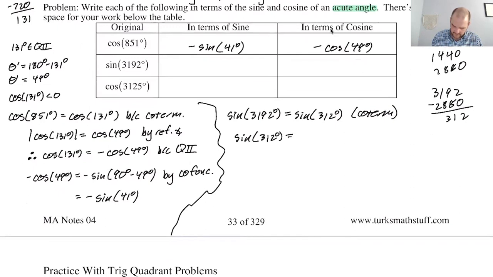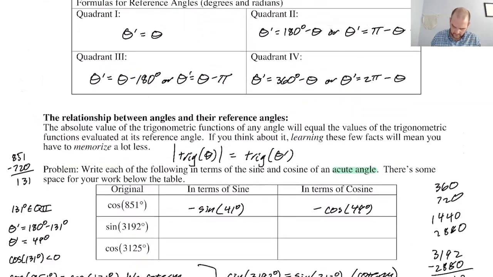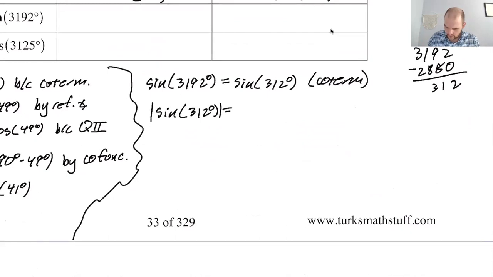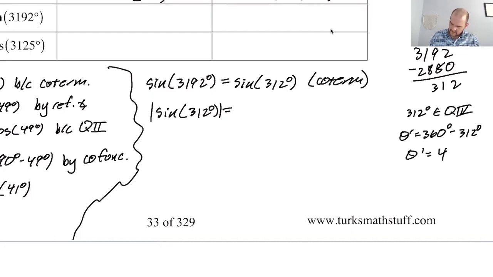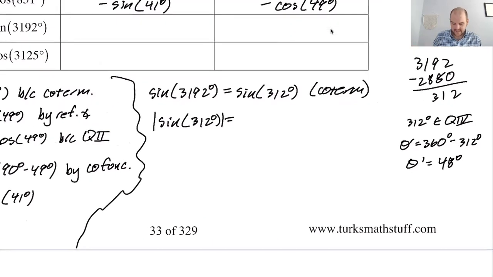And then the sine of 312 is really the absolute value of the sine of 312 because 312 is in, where are you going? Quadrant 4. And that means that sine is negative. So 312 is an element of quadrant 4, which means that the reference angle, theta prime, will be 360 minus 312. So theta prime is going to be 48, I think. Okay, so the absolute value of the sine of 312 is equal to the sine of 48.